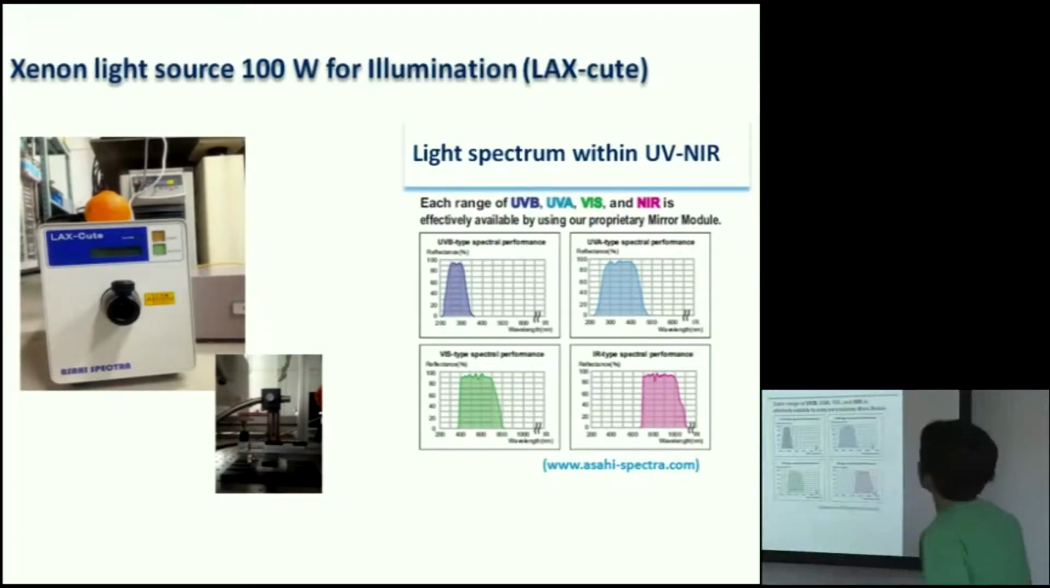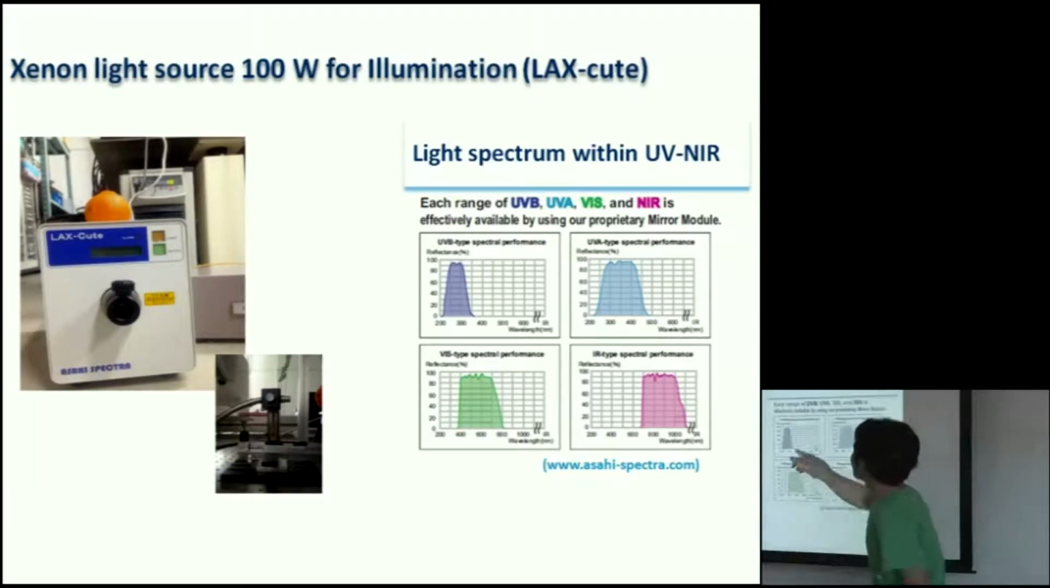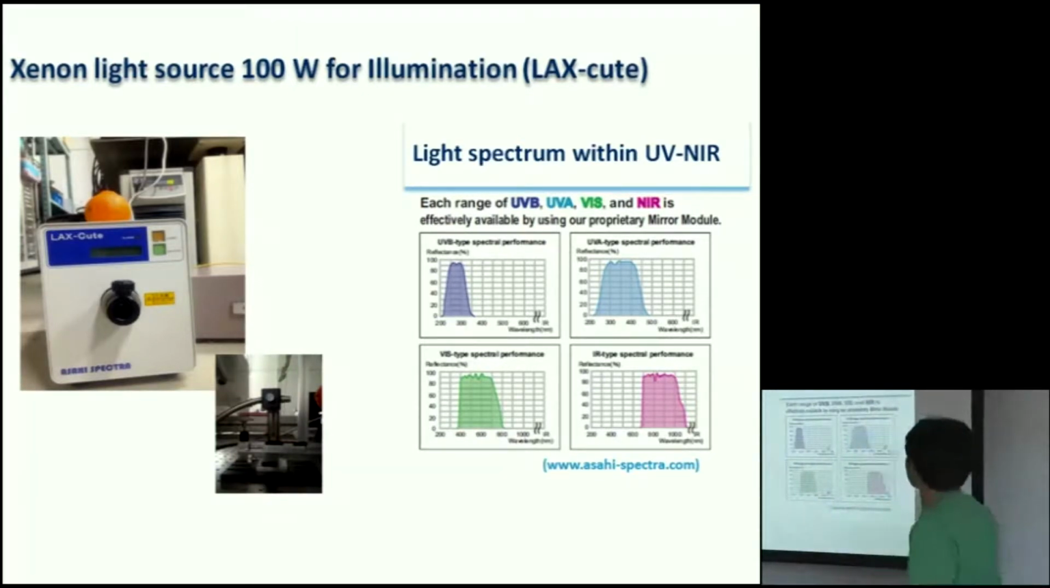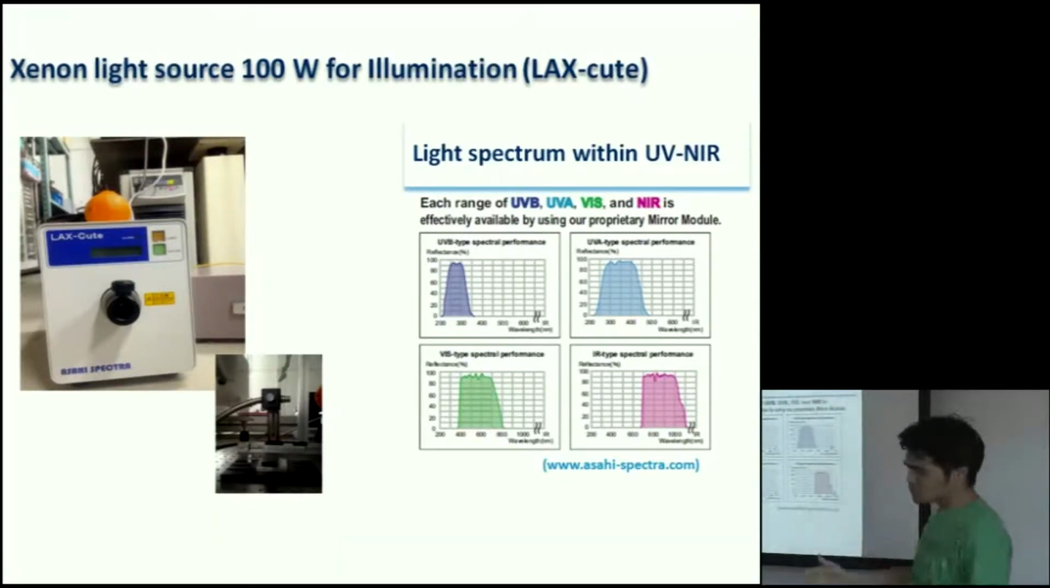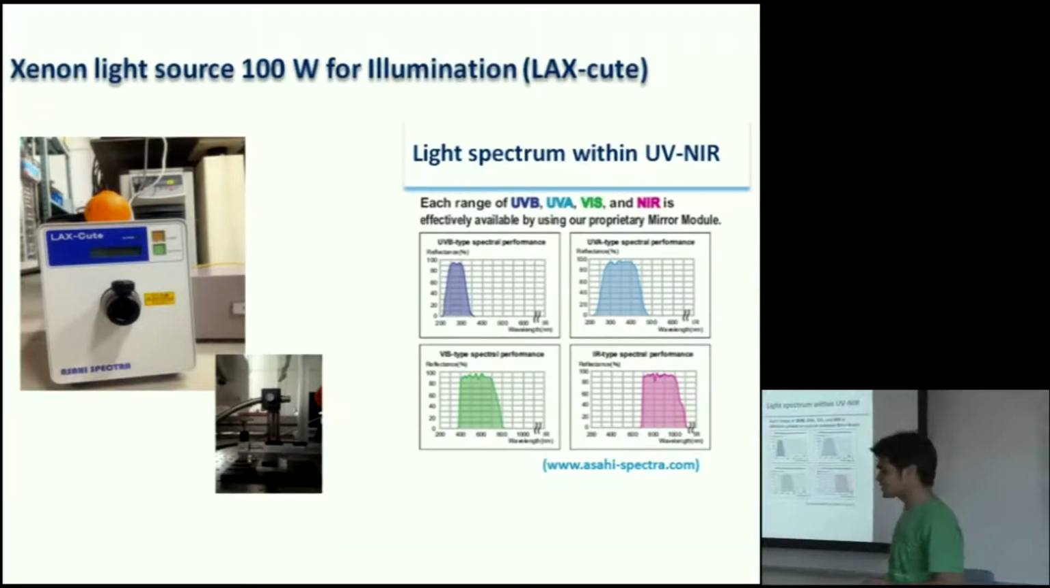Here I will introduce the first light source, the xenon light. It has a spectrum intensity like this. That means I can use it for the UV region, because there is a spectrum like this. And actually this spectrum can be used from the UV region to the NIR region.